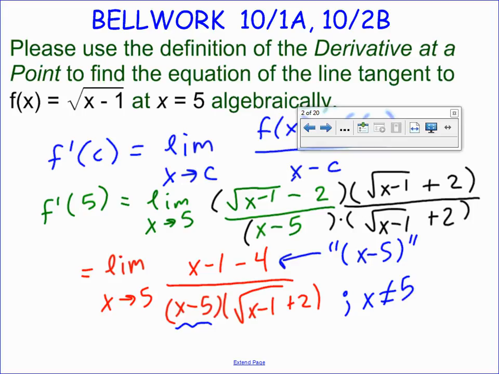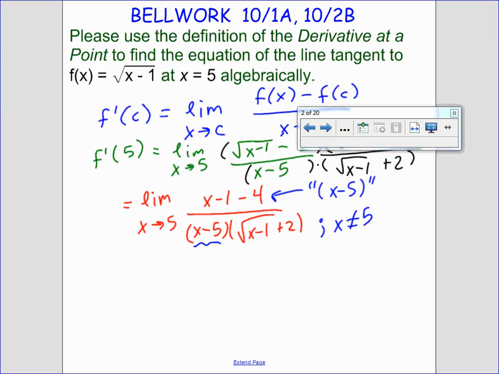Therefore, we can cancel out those factors and try to evaluate the limit as x approaches 5 of 1 over root x minus 1 closed radical plus 2. For the first time, right, my x value of concern, x equals 5, is in the domain of my expression, so I can evaluate through direct substitution and drop the limit. I'm going to get 1 over root 5 minus 1 is root 4 is 2 plus 2. I'm getting 1/4. Raise your hand if you already had 1/4.